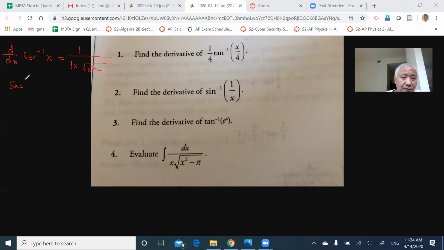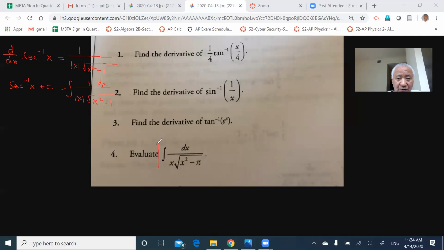the inverse secant of x plus c, of course the constant, equals the integral of 1 over absolute value of x times the square root of x squared minus 1, dx. Okay? Of course, if you remember this integration formula, it's fine. Or if you remember the differentiation formula, it's fine. But you can change it.